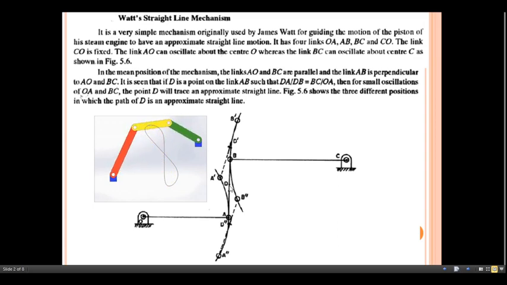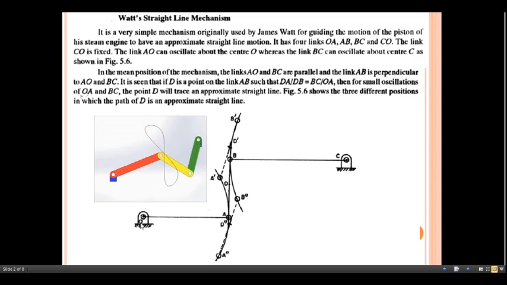Again, the mechanism comes to the middle position. A dash will come back to its A position, and D will come from D dash to D. At the same time, B will come to its original position from B dash to B.